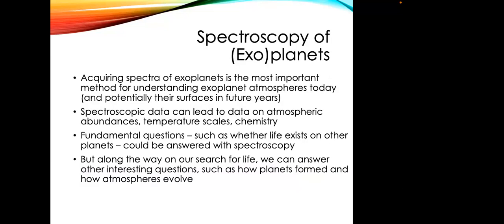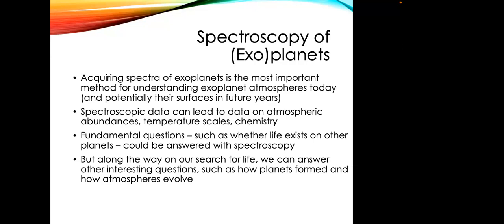So why do we do spectroscopy, not just of exoplanets, but of planets in general? It's because it's the best way to learn about, especially for exoplanets, where we cannot just go send a probe and sample the atmosphere directly. Best way to learn about exoplanet atmospheres. We can get information on stuff like chemistry, molecular abundances, temperature scales.